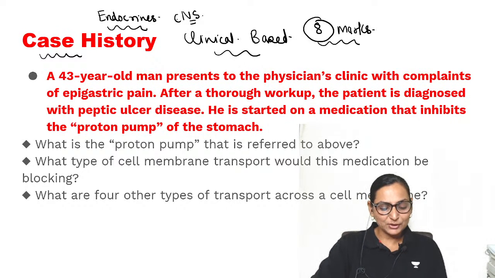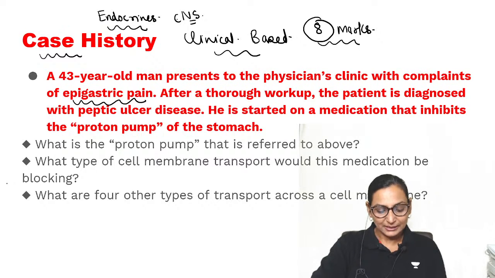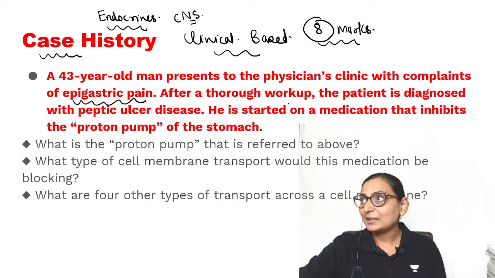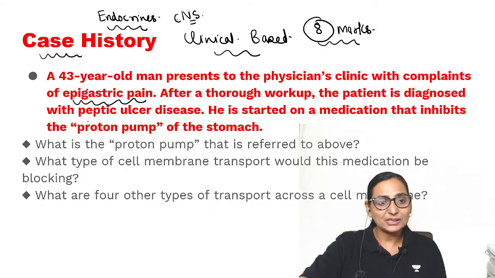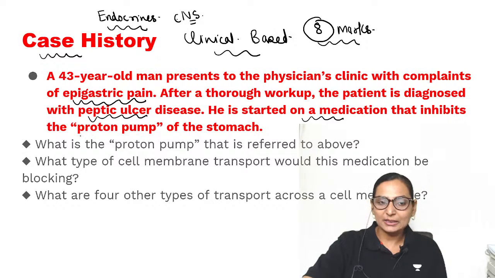Okay, now let's come into a clinical question. A 43-year-old man is presenting to a physician with complaints of epigastric pain, right? After a thorough workup, that means he has been investigated, the patient is diagnosed with peptic ulcer, and he has started medications. These medications are inhibiting the proton pump of the stomach.